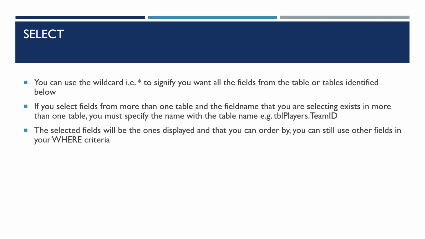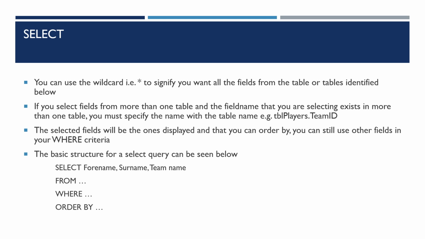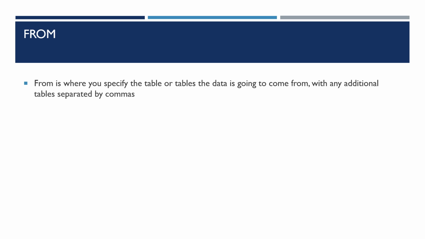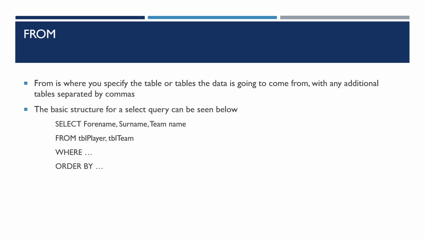If you look at the example below, although we are selecting some fields that come from two different tables, we don't need to specify the table name because none of these field names exist in more than one table. The from line is where we specify the table or tables which the data is going to be selected from. If there is more than one table, they need to be separated by commas. In our example, we must include both table player and table team because forename and surname come from table player, but team name comes from table team.